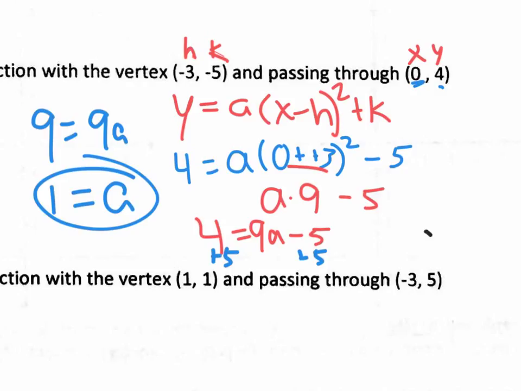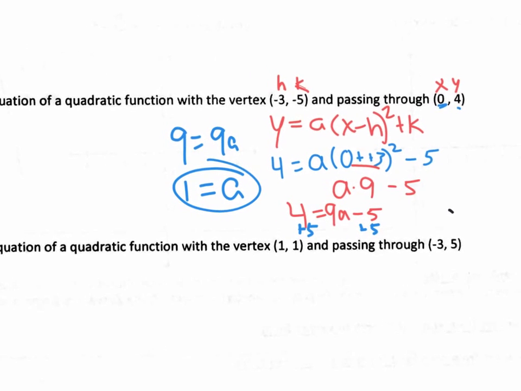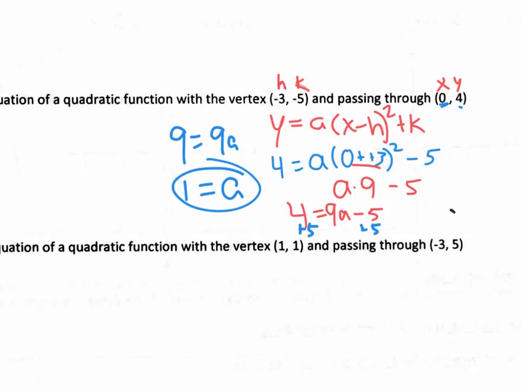Anyway, where was I? We found our a value of 1. So now that we know that h is -3, k is -5, and a is 1, now we could write our equation in vertex form as our final answer. y equals 1 times (x minus h, which is minus -3) squared plus k, which is -5 at the very end. And of course we could simplify this.